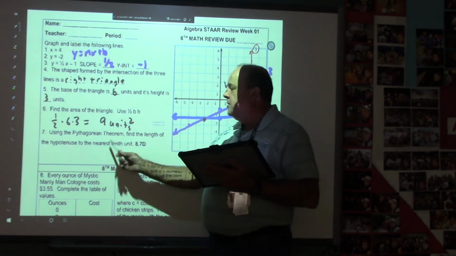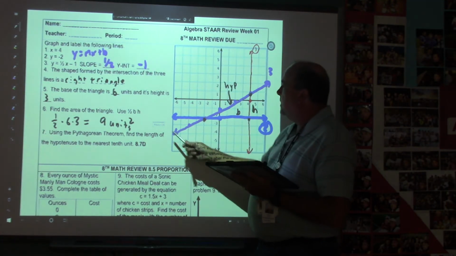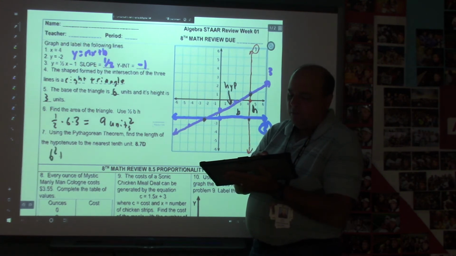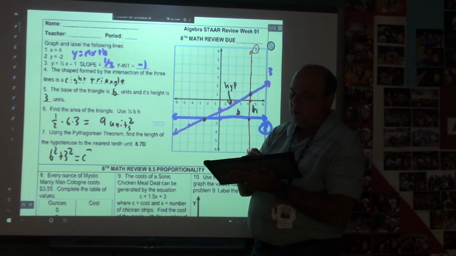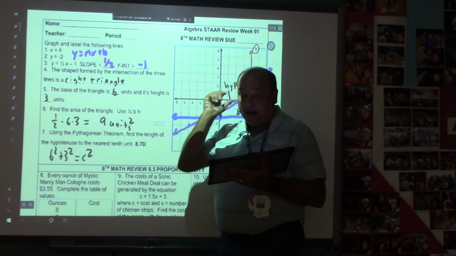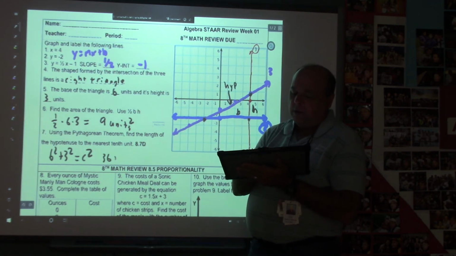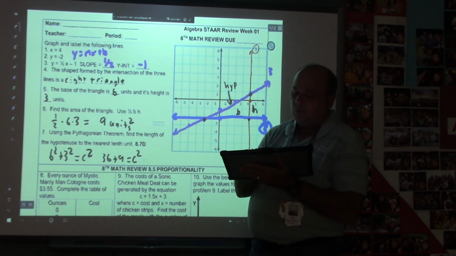Now the Pythagorean theorem to the nearest tenth. Okay, so we have 6 and 3, don't we? So we're going to do 6 squared plus 3 squared equals c squared. You did this in 8th grade math. Okay, 6 times 6 is 36, plus 3 times 3 is 9 equals c squared. That's going to be 45 equals c squared.